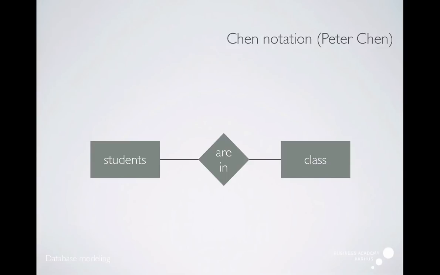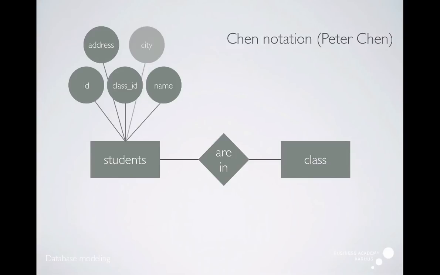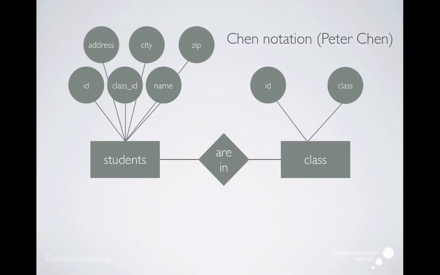In this case, we use entity boxes, and they are related to each other. In between, what describes the relation is a text in a square. For example, this can be read as students are in class, or class contains students if you want to read it from the right side to the left side. In the Chen notation, we symbolize attributes by these balloons, or circles, where we can say that, okay, now we have a few attributes for our entities. And to describe the cardinality, as I said before, we use the M for many and the number 1 for 1.